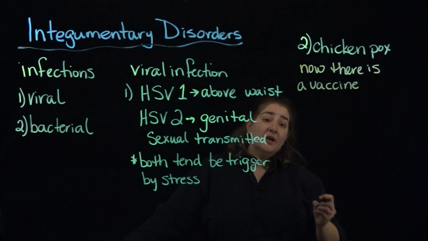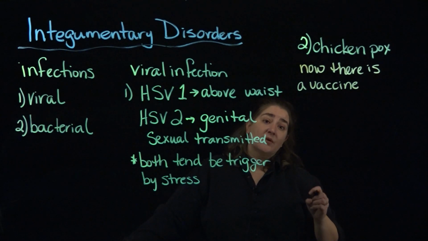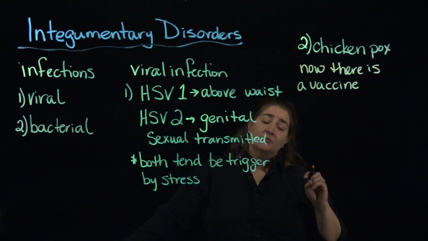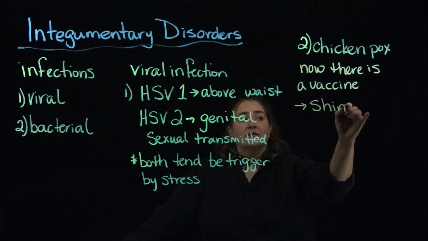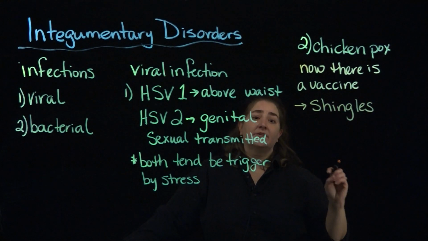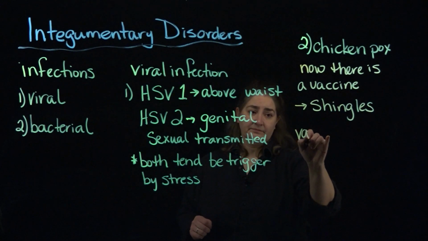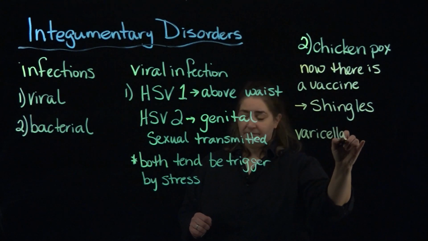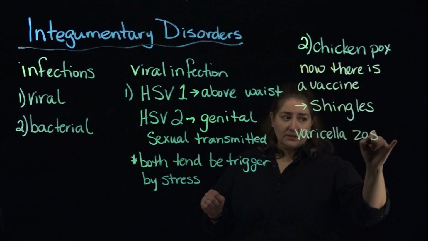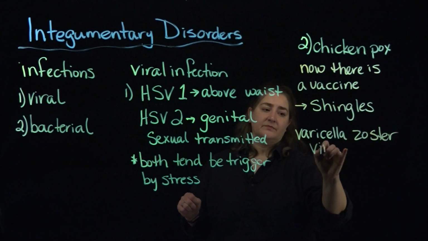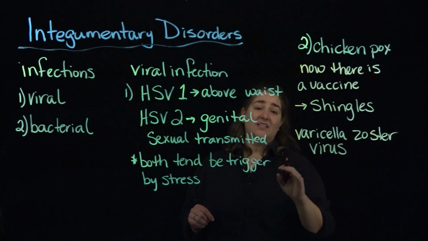All right, and it's recommended that you have your kids get the chickenpox vaccine because with chickenpox, the virus that's associated with chickenpox is also the virus that results in shingles later in life. Okay, so the varicella zoster, Z-O-S-T-E-R virus, is the infectious agent that causes both chickenpox and shingles.